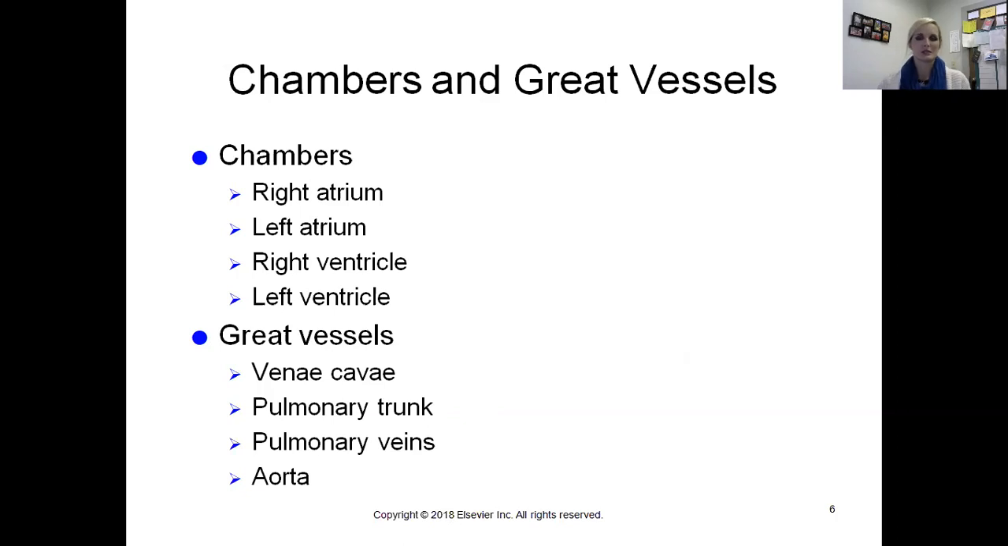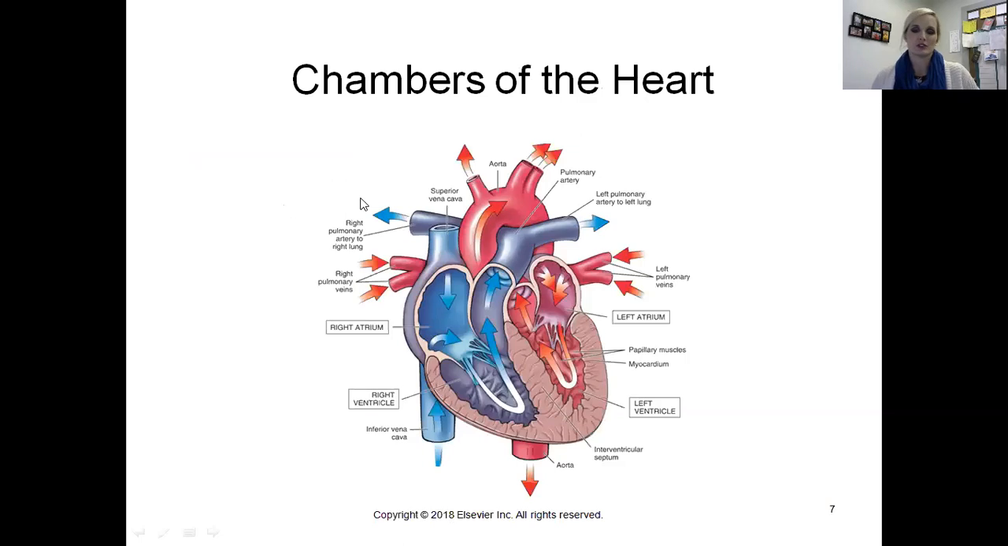This will make more sense when we see it in a picture, but these are the names of your different chambers and your great vessels. So this is the picture that you have in your text, and they've labeled everything here for you. This is going to be very similar to the diagram in your review section, your PowerPoints and review section on Brightspace. And we're going to actually walk through that picture.